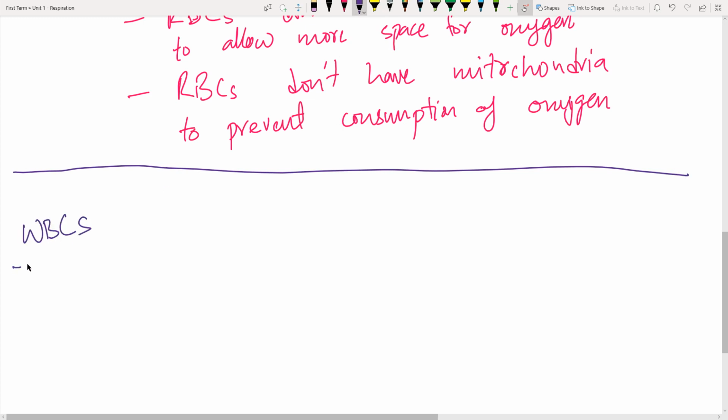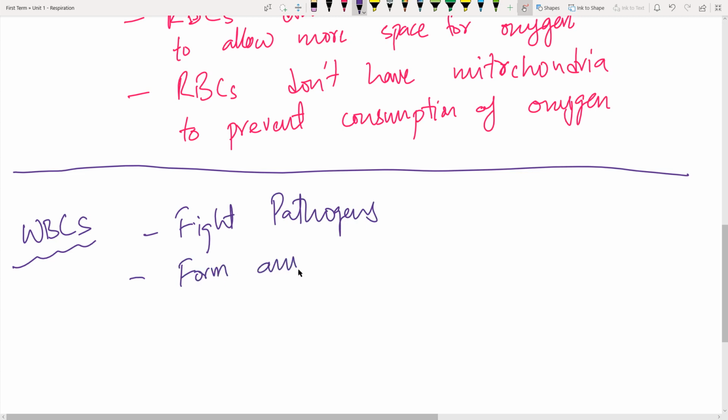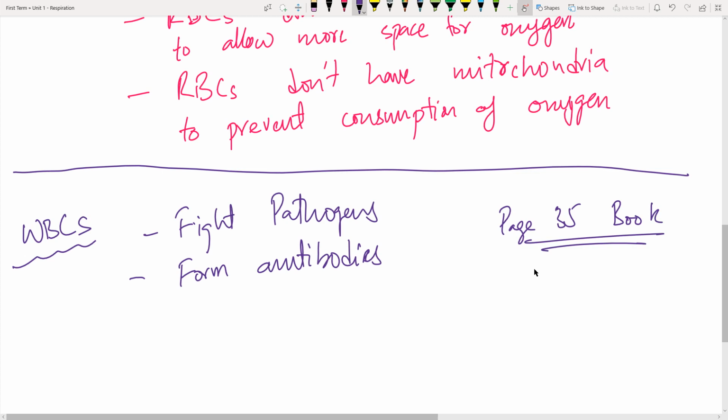Now let's get into white blood cells, right? When we talk about white blood cells, they fight pathogens. Point number one. Number two, they form antibodies, and these are the chemicals that they create, different mechanisms for the white blood cells to fight different types of pathogens. When there are a large number of bacteria, the white blood cells create these antibodies that are going to fight these pathogens. They entrap them, as shown in a very good illustration available on page 35 of your book. So you can have a view over there of how it actually works.